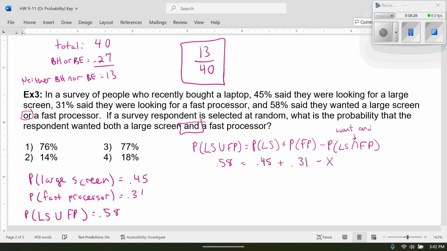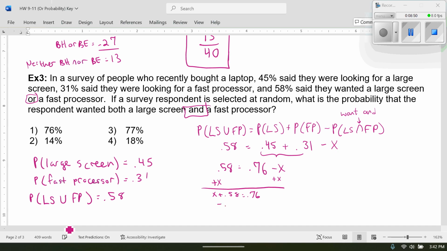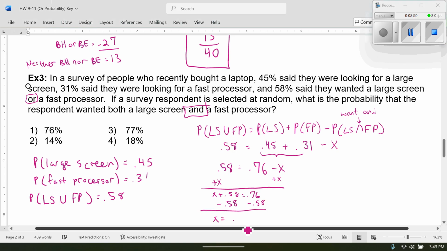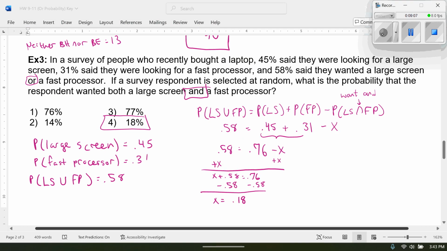Because we want this, I don't want to keep writing out the whole notation. So instead, I'm just going to put X, and I'm going to solve for X. And you know how to solve this problem. You're going to combine like terms. 0.58 equals 0.76 minus X. I'm going to bring my X over to the other side. I'm going to get X plus 0.58 equals 0.76. Subtract 0.58 from both sides, and you are going to get 0.18. So that represents 18%.